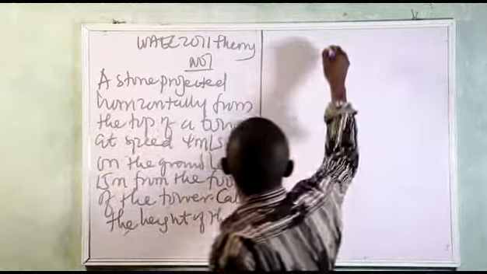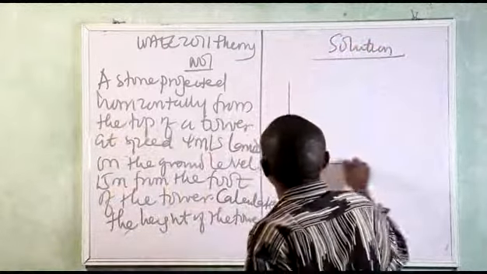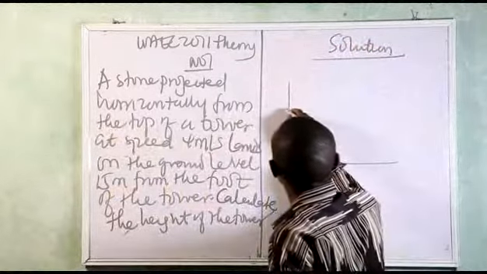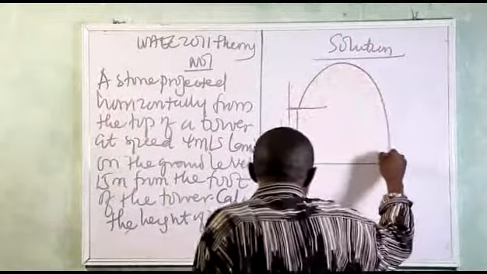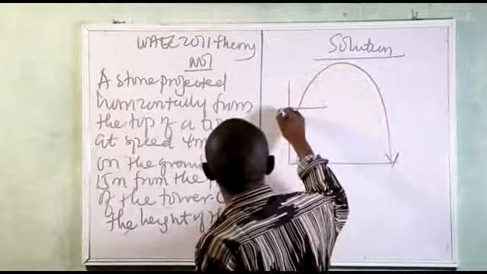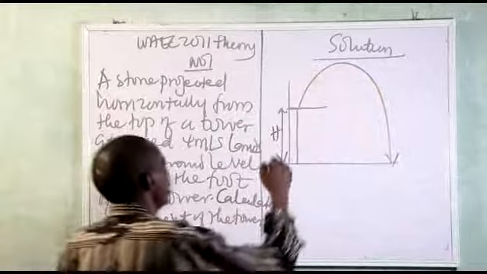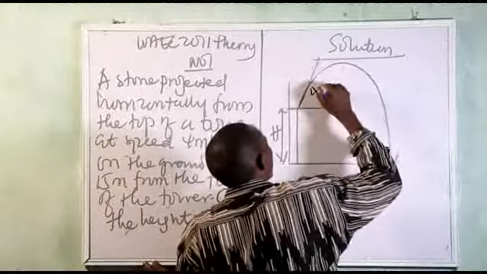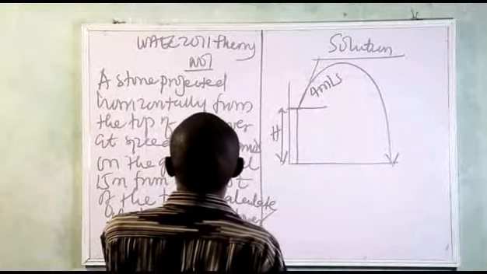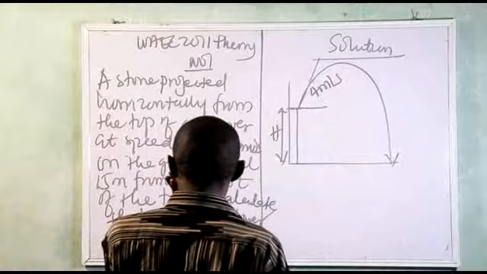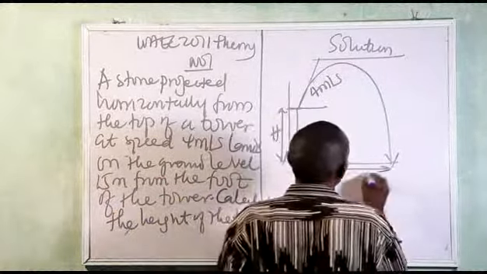Very simple. Solution. What do you have? Projected from the top, this is our tower. It's projected, it will go up and come down. We want to find the height of the tower. The speed is 4 meters per second. It lands on the ground level 15 meters from the foot. That's the range, 15 meters.